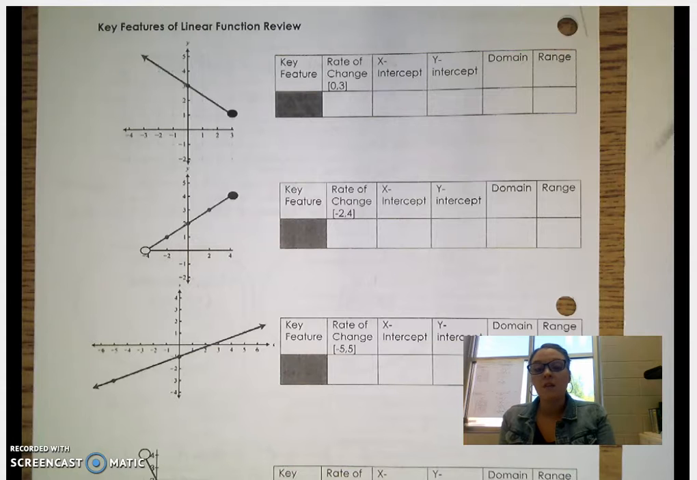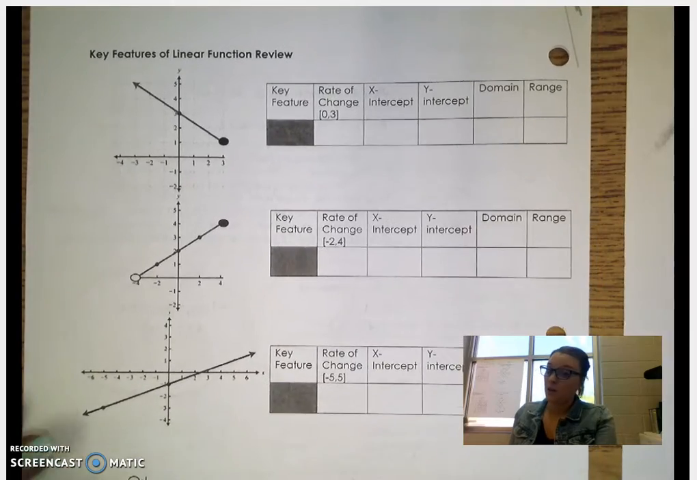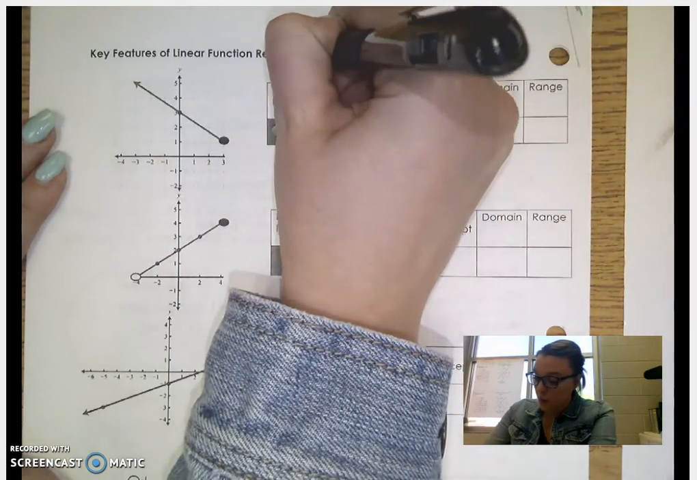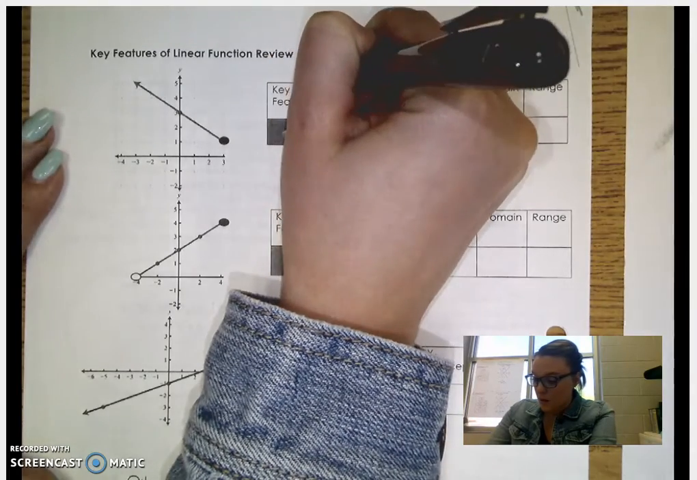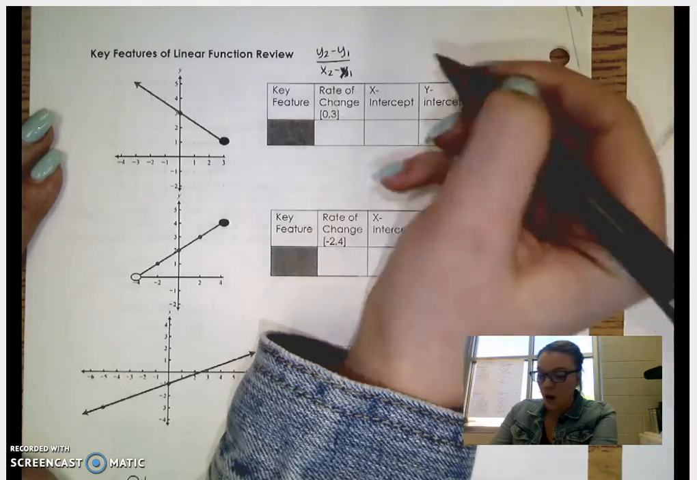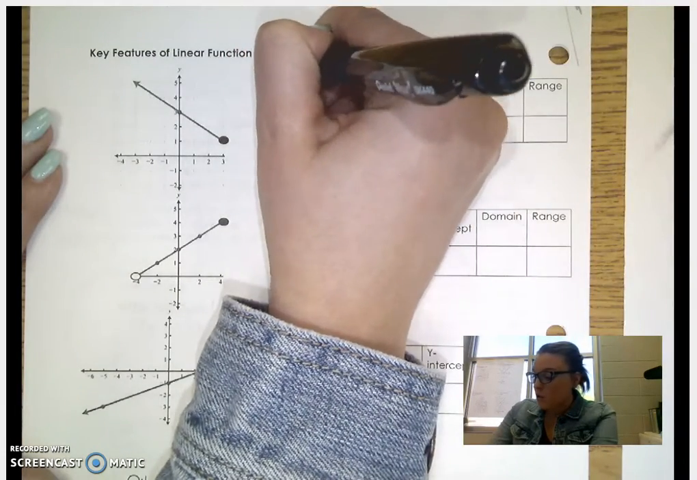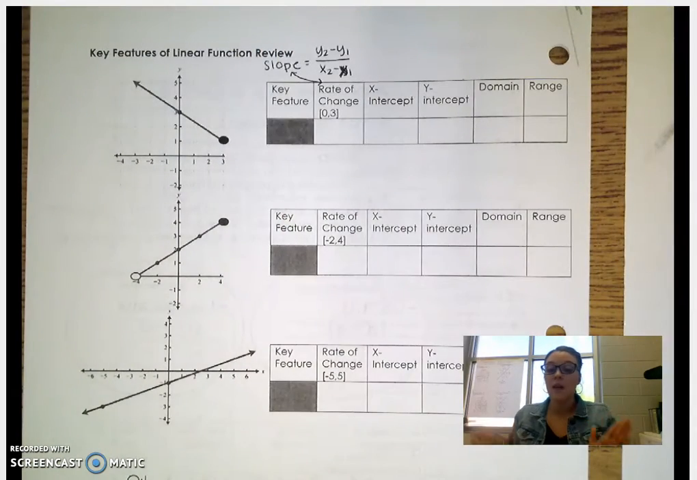So the first key feature they want us to find is rate of change. We actually talked about the rate of change in this set of videos already. So the rate of change formula is y2 minus y1 over x2 minus x1. That's supposed to be an x. I already messed up. So remember that on your formula sheet it's going to say slope, but slope and rate of change are the same thing. They're synonyms for one another.